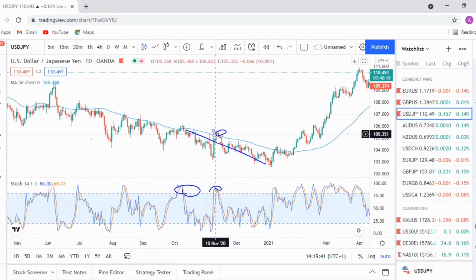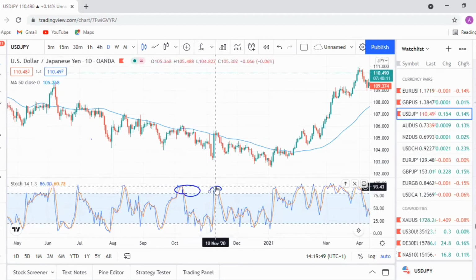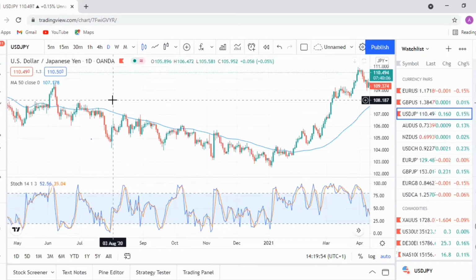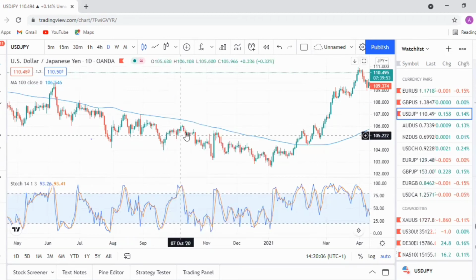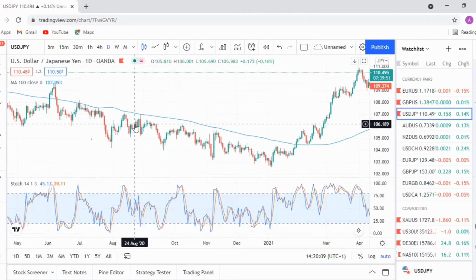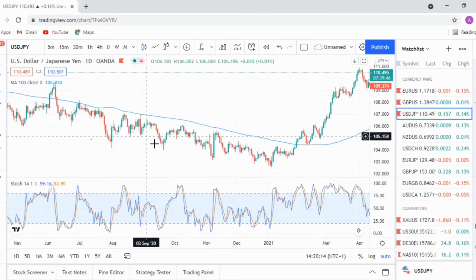Let me get this off my chart. Okay, so let me change the value here. Let me use 100. Okay, so the 50 was a little bit too noisy.